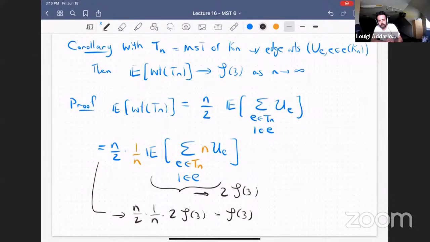So that is just a very soft argument, just double counting together with this general convergence result, tells me about the expected total weight in the minimum spanning tree.